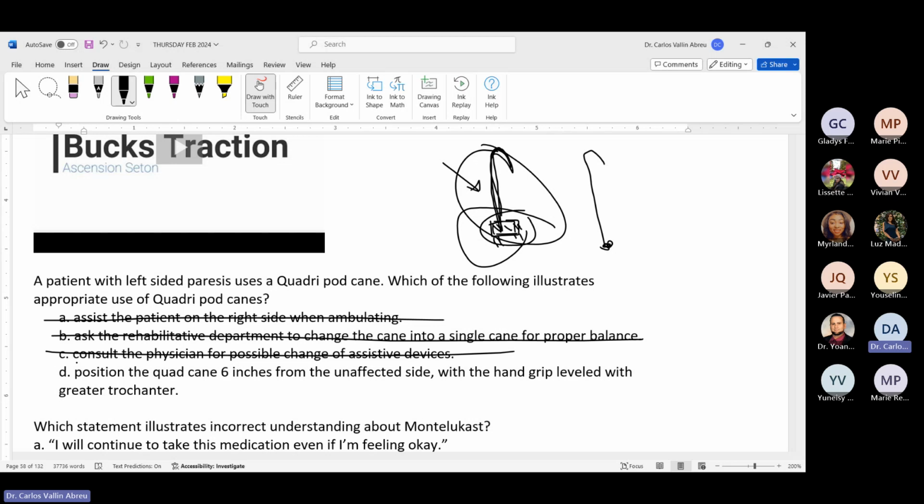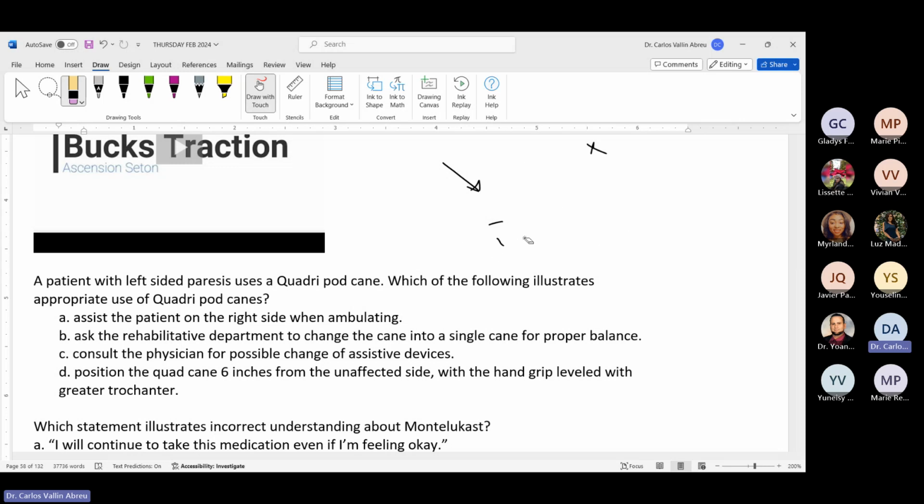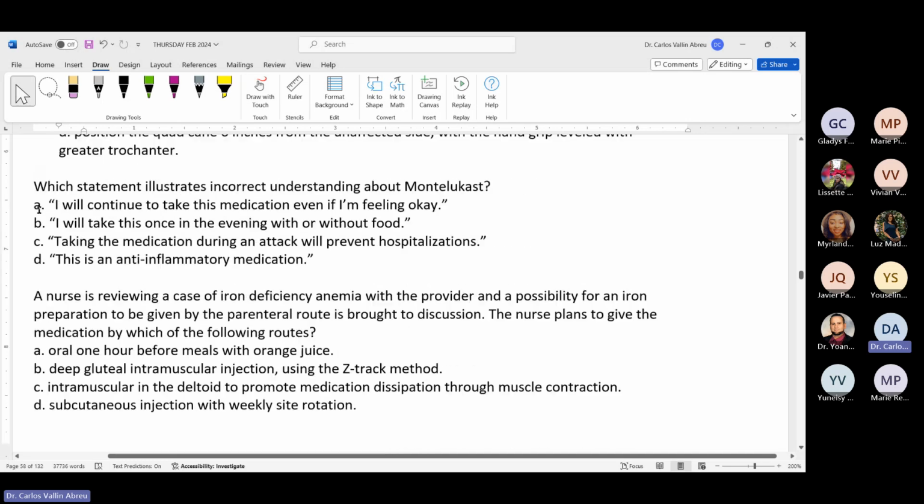So the best option needs to be the last. The quad cane should be 6 inches from the unaffected side. So the cane should be held on the right side, because the weakness is in the left, and the hand grip, the top of the cane, should be level with the greater trochanter, with the hip. This is correct. This is the correct height of the cane. Canes and crutches are also frequently tested in the exam.